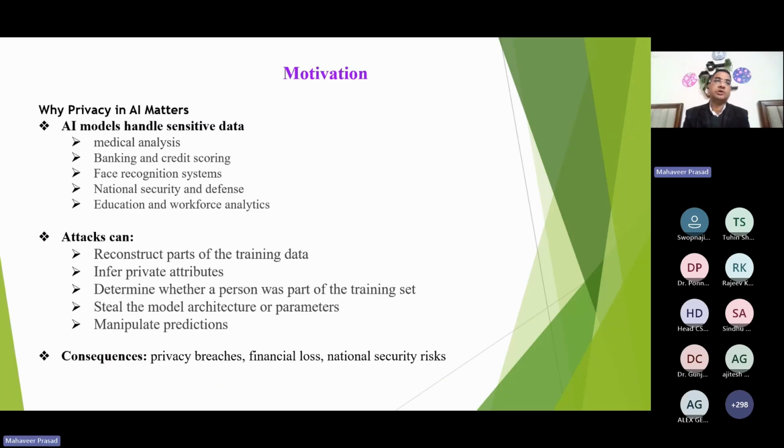So now we are coming to privacy in AI. Why do AI models handle sensitive data? We know that in today's world we are using AI everywhere. If you see, medical analysis, banking and credit score, face recognition systems, national security and defense. This is where I'm actually working. So why has it become all of a sudden very urgent and important to protect our resources?